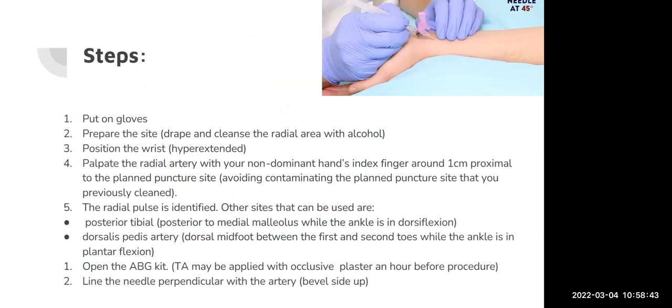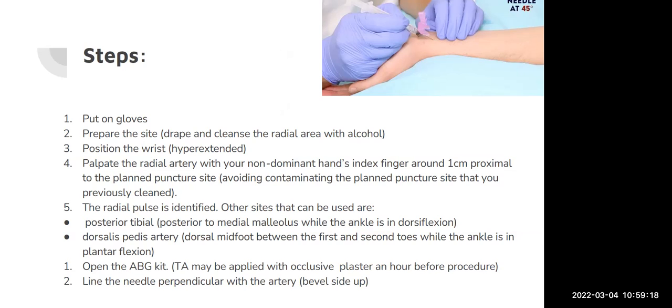Okay, so how to perform ABG? First, we have to put on gloves, and then we have to prepare the site. So drape and cleanse the radial area with alcohol and position the wrist. In the ABG procedure, we have to keep the wrist in a hyperextended position, and then palpate the radial artery with the non-dominant hand, and plan the puncture site.